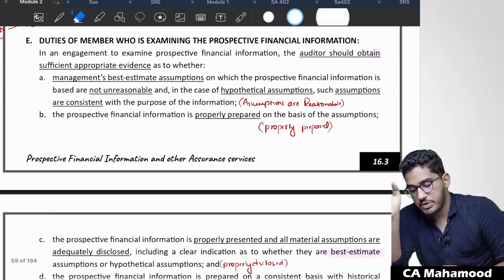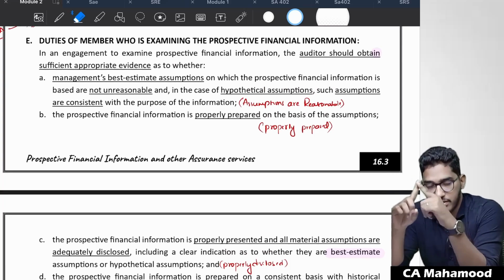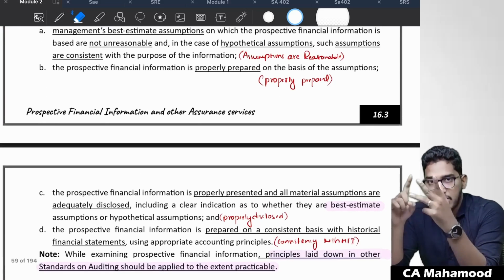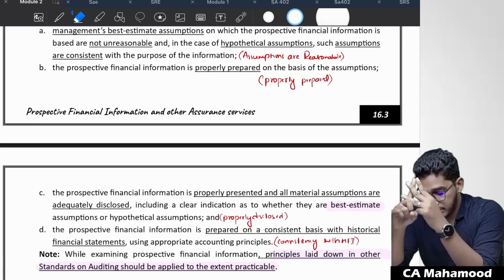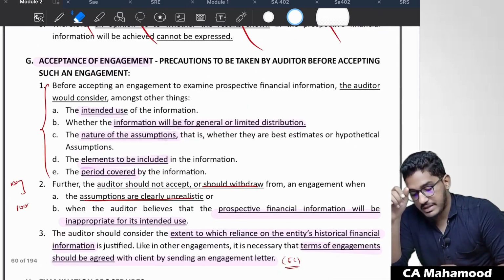Then after that, what are the duties of the member while examining the prospective financial information? Simply four duties. You have to check whether assumptions are reasonable or not, whether that prospective financial information is properly presented or not, whether it is properly disclosing all the assumptions or not, whether it is consistent with the historical financial information.